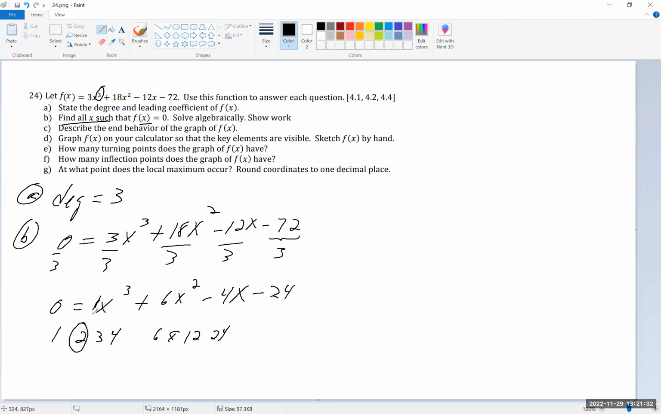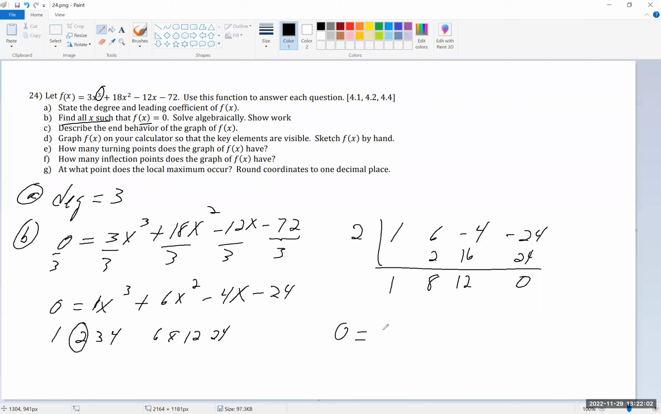So I'm going to take the coefficients, which is a 1, a 6, a minus 4, and a minus 24. And I am going to use the 2. Bring the 1 down. 2 times 1 is 2. Add. It's a 16. This is a 12. And this is a 24, which gives me a 0. So now I am able to write, I know that x minus 2 is a factor because of this guy here.